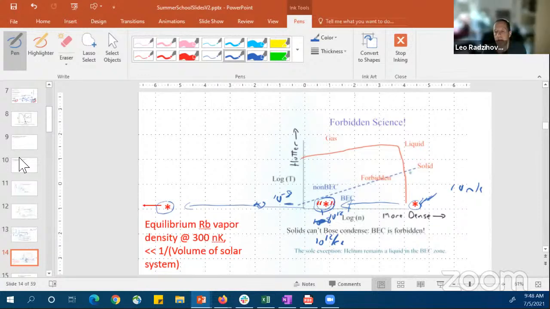But I meant not such a grand scale as going to a different universe. What I mean is, are there other examples of alkali atoms or other condensates that have been realized that are actually not in the forbidden region? Absolutely not, there's nothing. Yeah, there's helium. There's liquid helium. That's what there is.